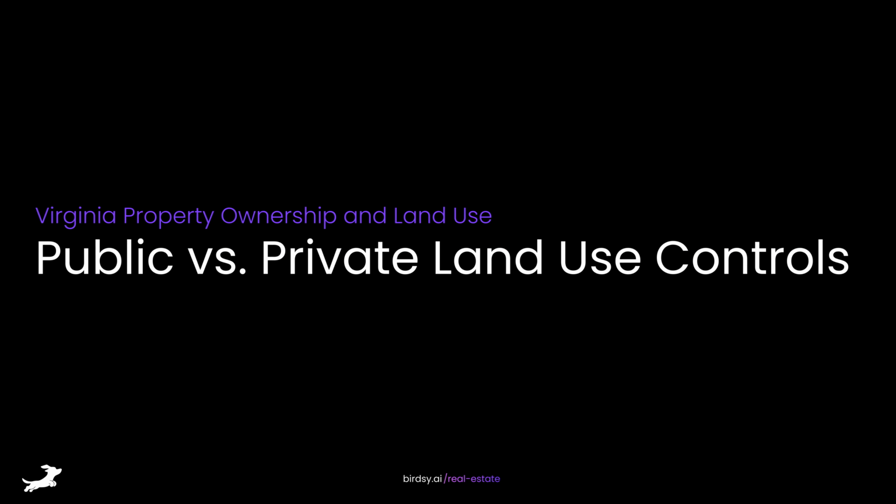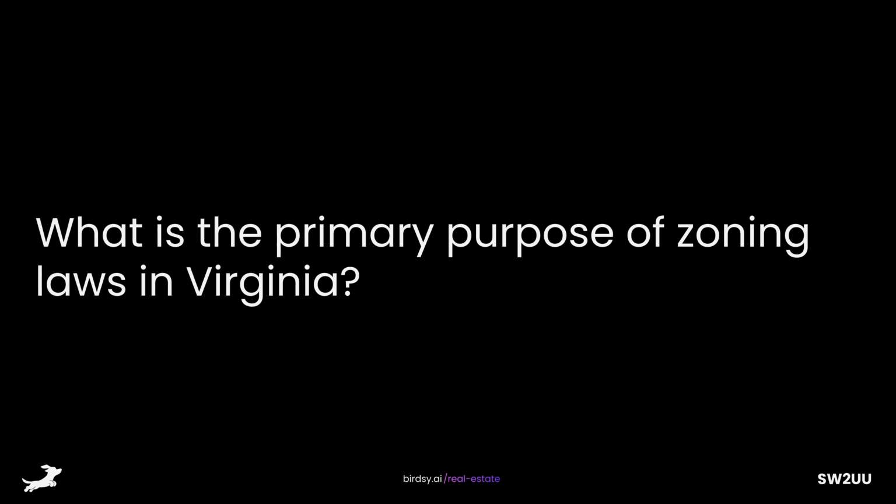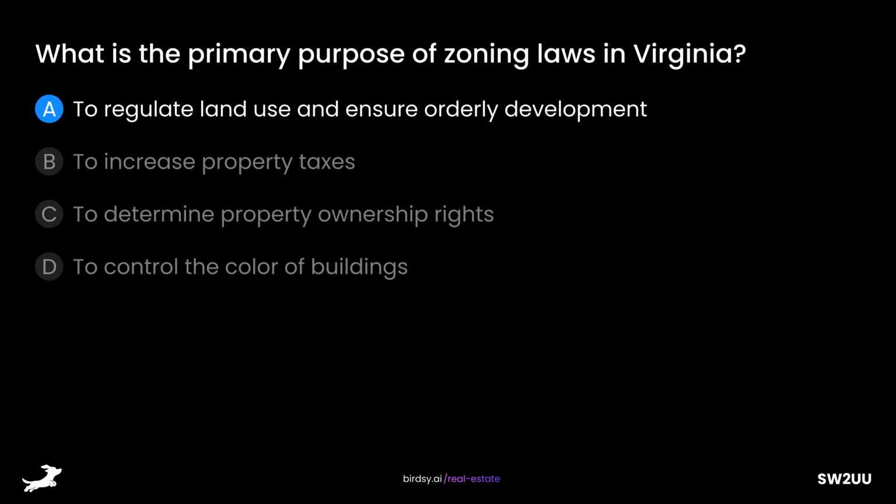Public versus private land use controls. What is the primary purpose of zoning laws in Virginia? Is it A, to regulate land use and ensure orderly development? B, to increase property taxes? C, to determine property ownership rights? Or D, to control the color of buildings? The answer is A, to regulate land use and ensure orderly development.